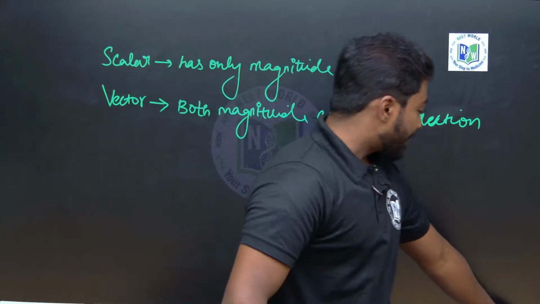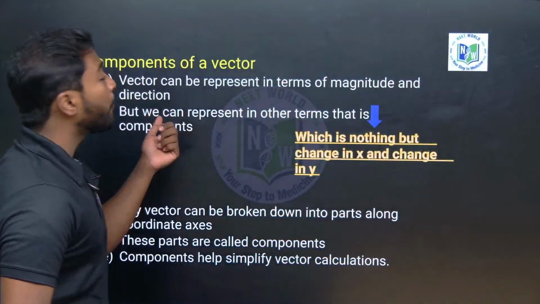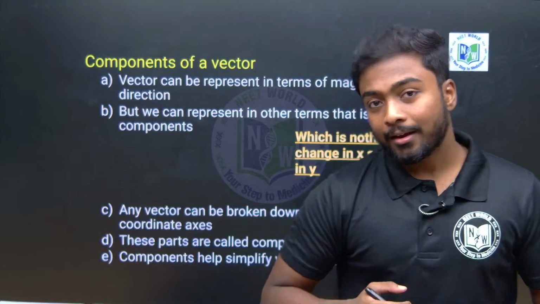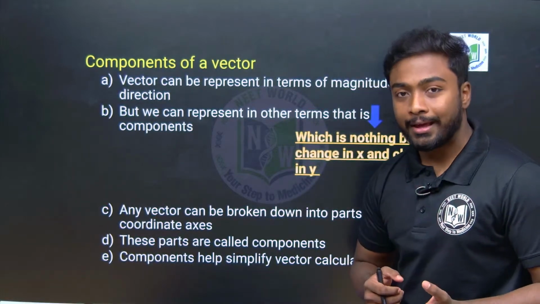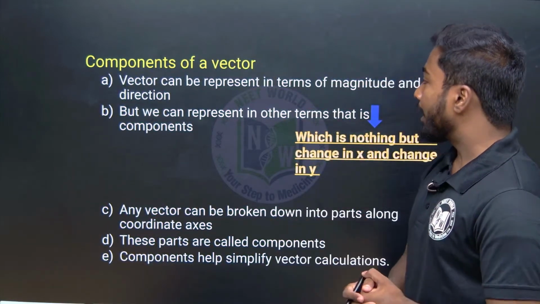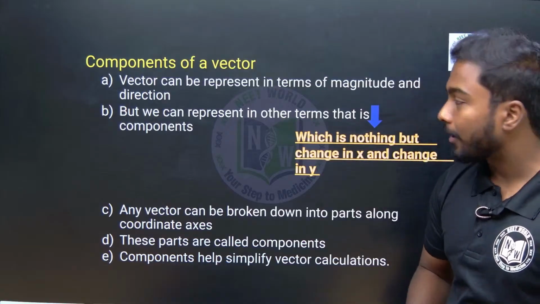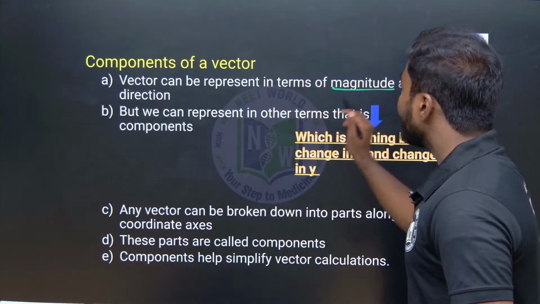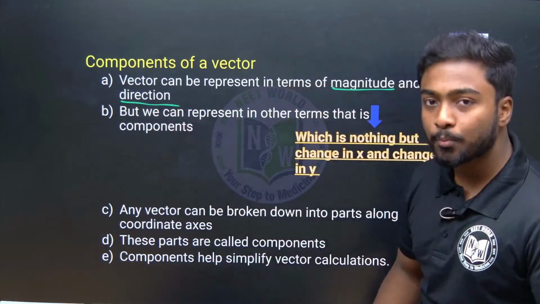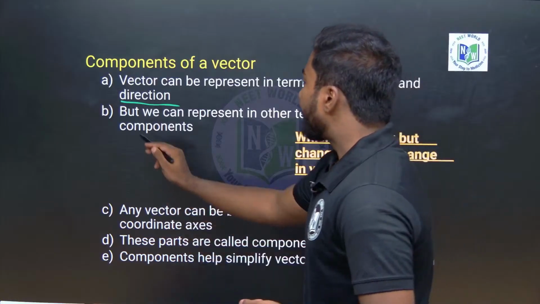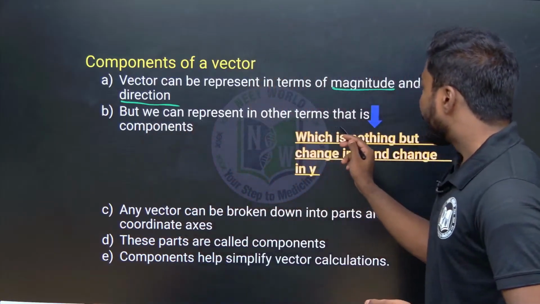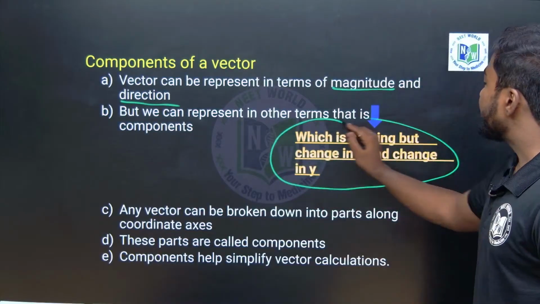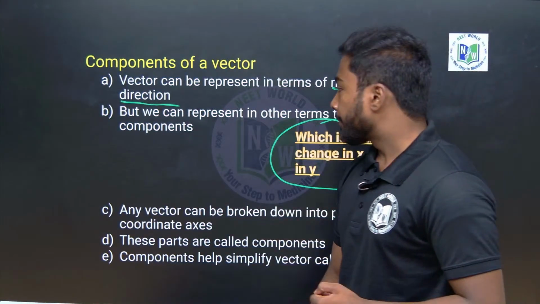Today we are discussing what a component of a vector is. A vector is nothing but a magnitude and direction, but in other words we can represent it in terms of components, which is nothing but change in x and change in y.